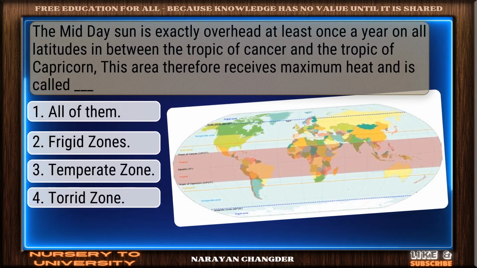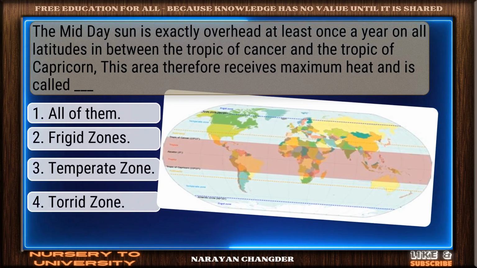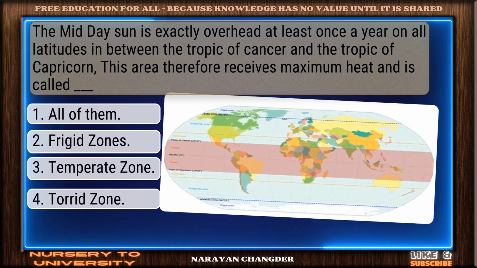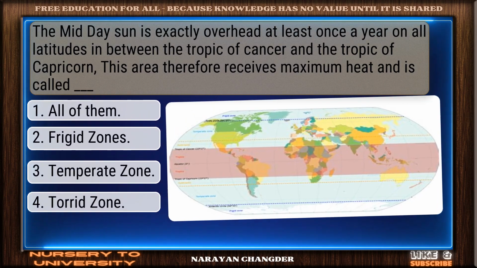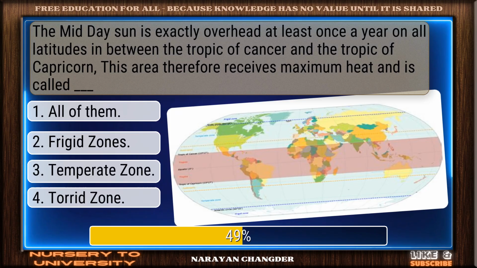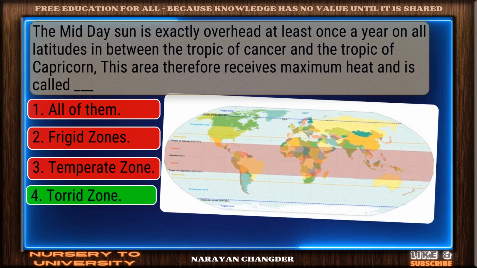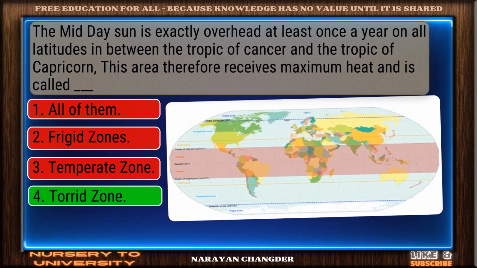The midday sun is exactly overhead at least once a year on all latitudes in between the Tropic of Cancer and the Tropic of Capricorn. This area therefore receives maximum heat and is called dash. Exactly. Torrid zone makes sense, and it is the right choice.